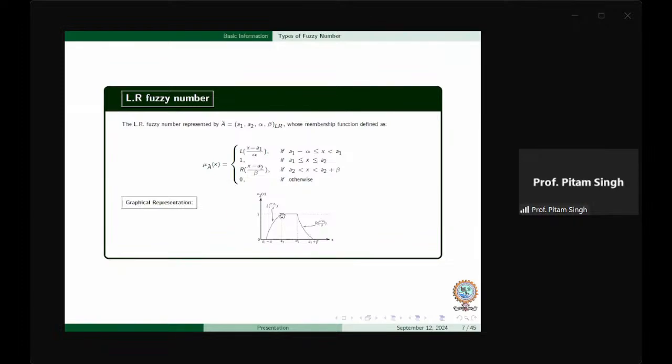So in LR fuzzy numbers, we name this the left spread and this the right spread. The equation may be quadratic, any kind of curve here, and this is also any kind of curve, where x lies between here and here. This point is A1 minus alpha, and this is A2 plus beta, measured from the origin. Then we can construct this, so it is very easy to construct membership functions for any kind of numbers.